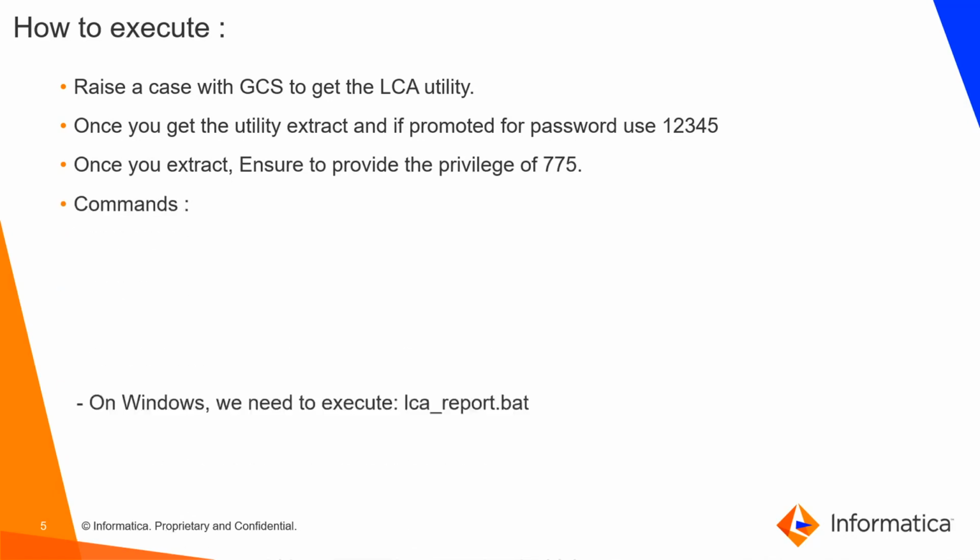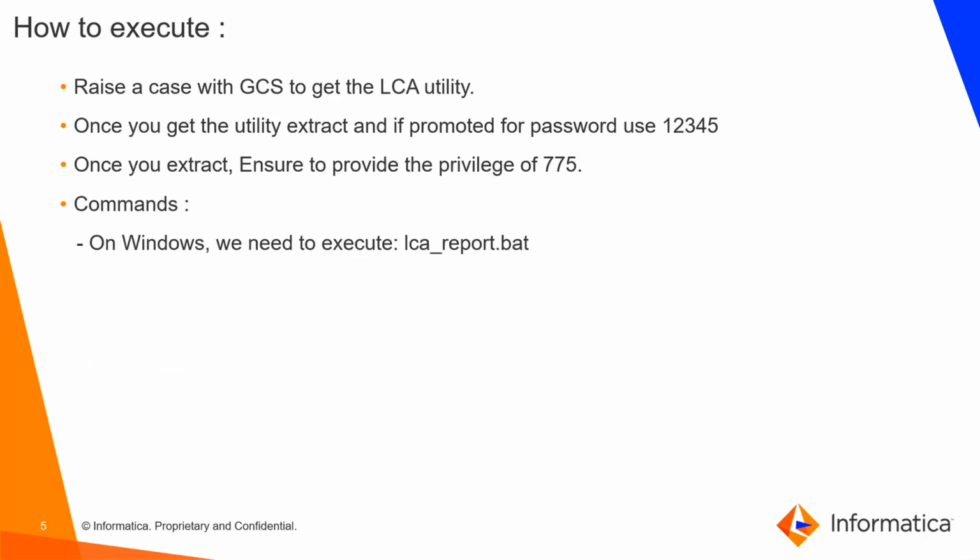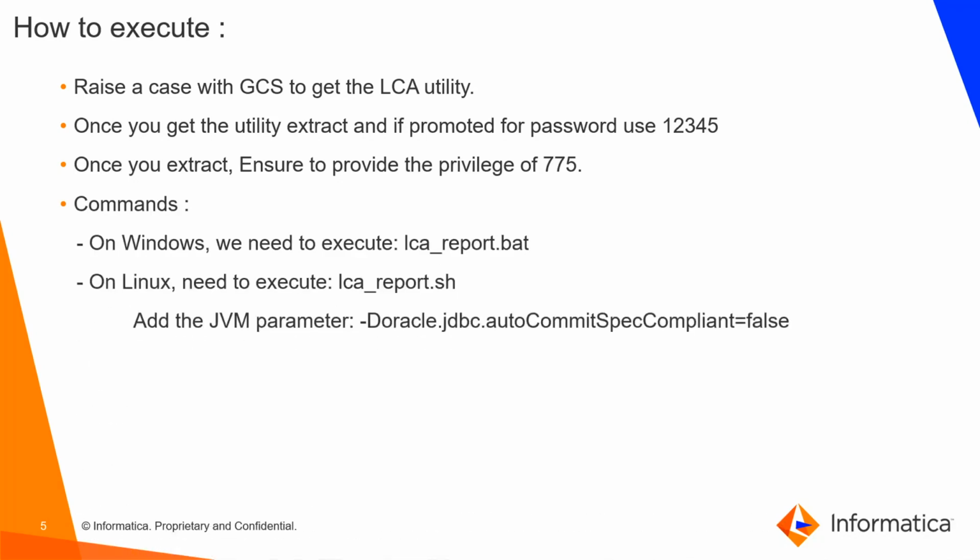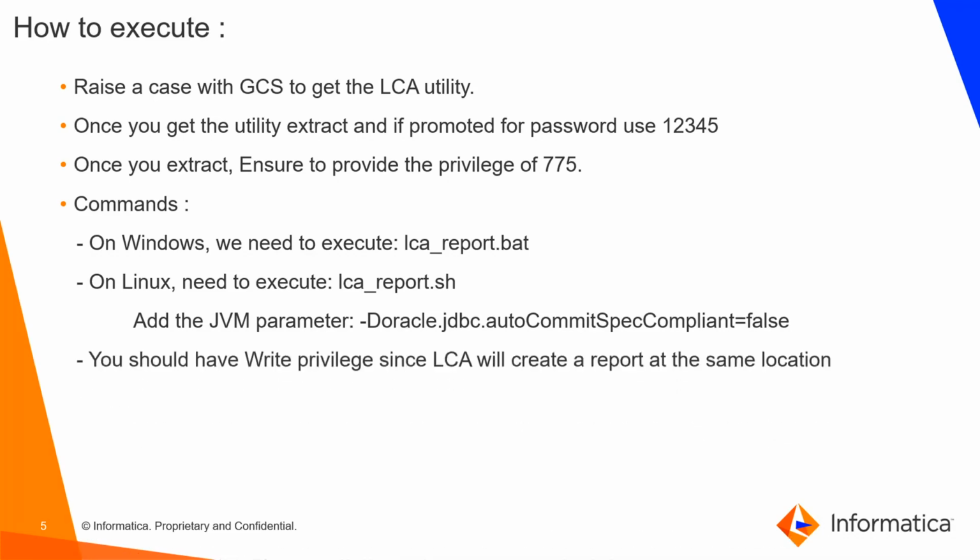After that, to run the utility on Windows, you need to run this LCA utility.bat, and on Linux you need to run LCA report.sh along with this parameter. This parameter is only for Linux. In Windows, this is not needed. When you run this utility, you will get a report generated based on whether you are running for MDM or PIM. To write that file into that folder, you need to have the right privileges.